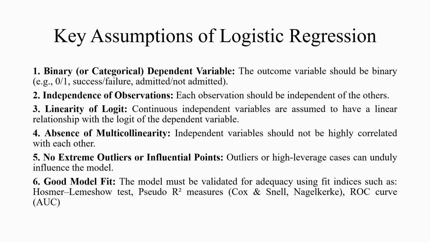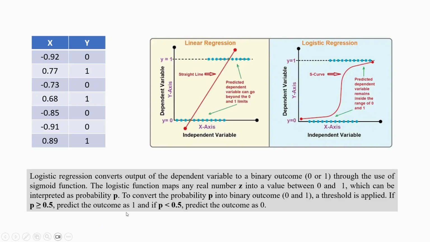Absence of multicollinearity: independent variables should not be highly correlated with each other. No extreme outliers or influential points. Outliers or highly leveraged cases can unduly influence the model. Good model fit: the model must be validated for adequacy using fit indices such as the Hosmer-Lemeshow test, pseudo R-square measures, Cox and Snell pseudo R-square measures, and the ROC curve, that is, the receiver operating characteristic curve, also known as the area under the curve.